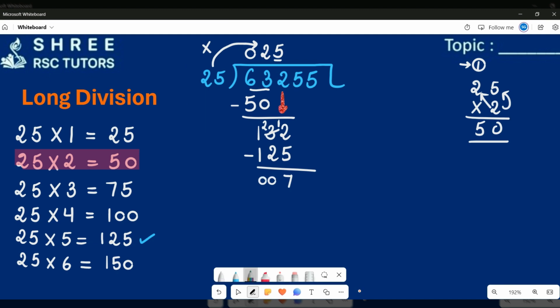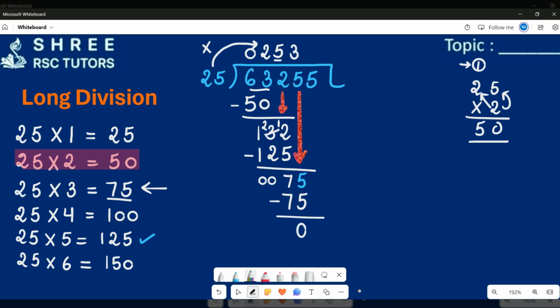Okay, now again I will bring down the next digit. So it is 5. Now I'll check how many 25s can go into that 75. And yes, I can divide it completely. I can see that 25 times 3 is 75. So I'm going to write 3 at the top and again I will multiply. 25 times 3 is 75. So write that 75 down here underneath 75 and take that away from 75 itself. So it will become 0.